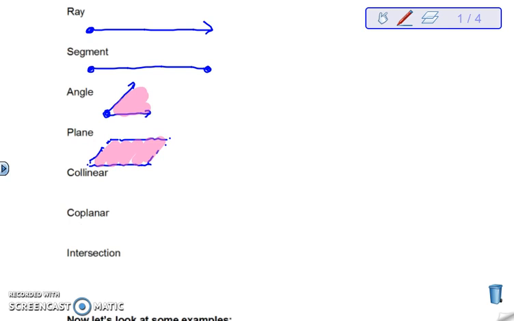The next two we can actually make definitions for. So collinear: when we say things are collinear, what we mean is that they are all in the same line. Notice the word line is in the middle of it. So if we're trying to remember what collinear means, look for the word line. If I have multiple points, if they're all in the same line, that means they are collinear.